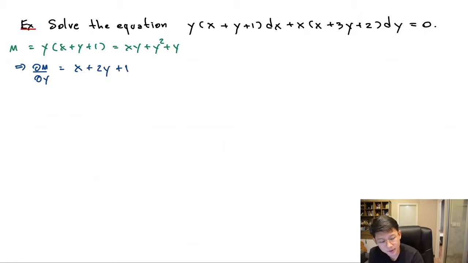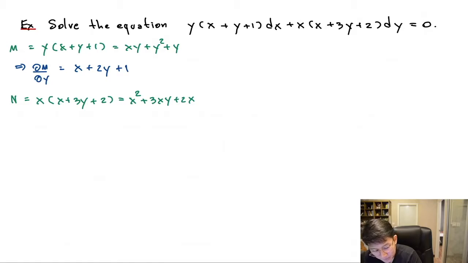Okay, and similarly, we have that N is x plus 3y plus 2. So we have that it is x squared plus 3xy plus 2x, right? So we have that the ∂N/∂x.